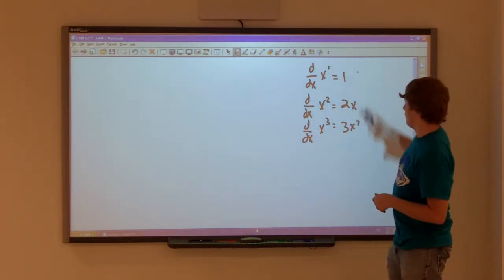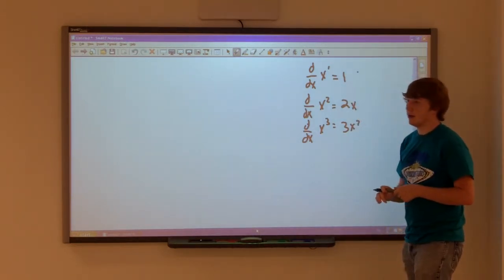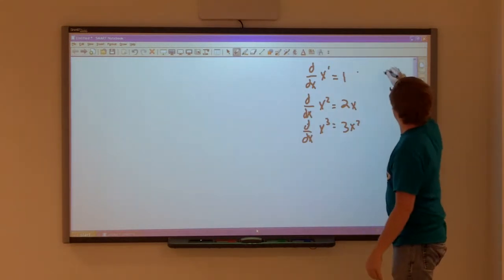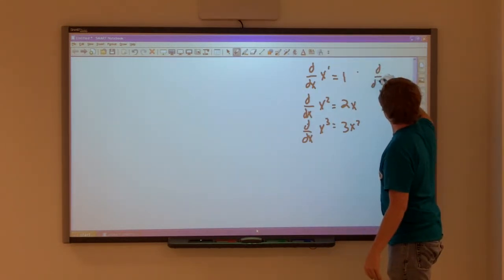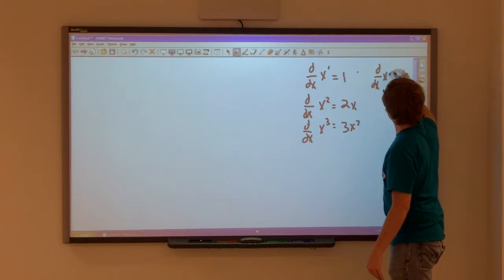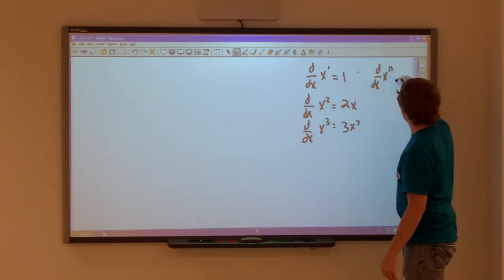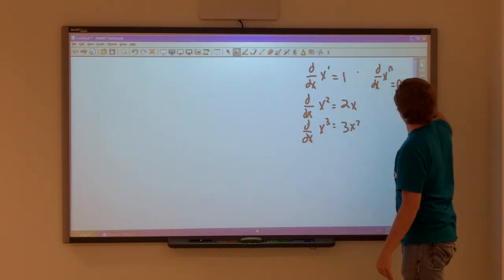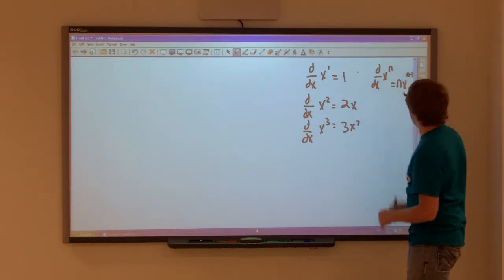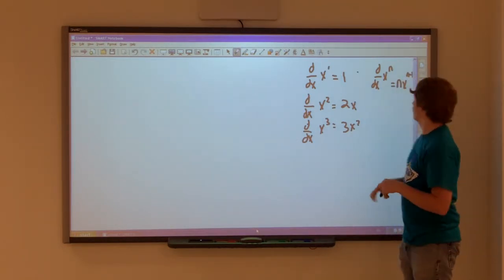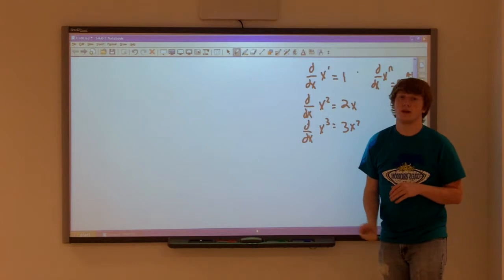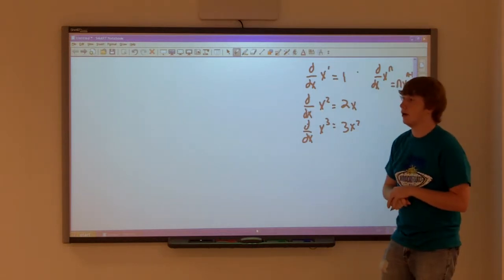If you notice, there's sort of a pattern to all this, and we can come up with the conclusion that d/dx of x to some n power equals n x to the n minus 1 power. And that's always going to be true. And that'll help you take your derivatives a lot quicker.